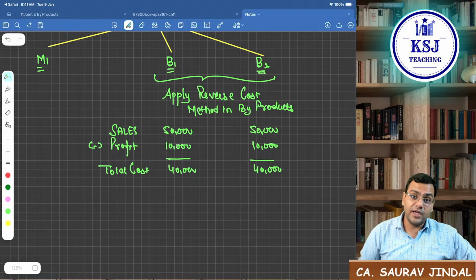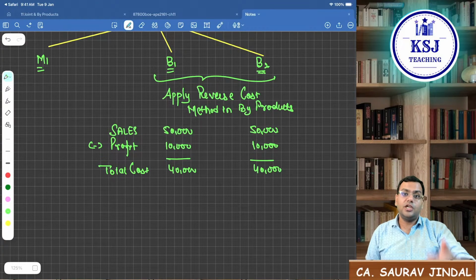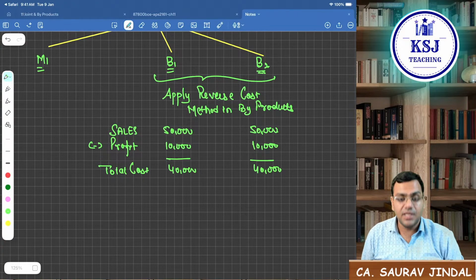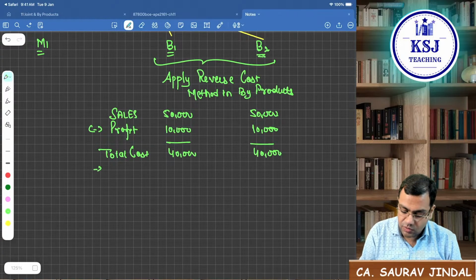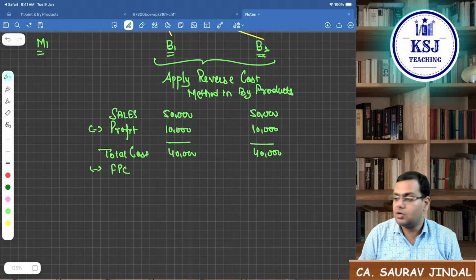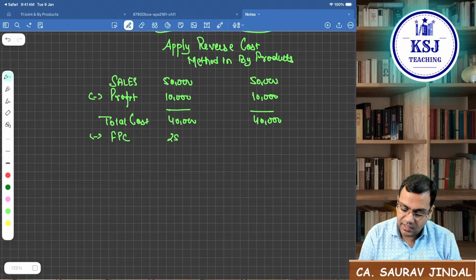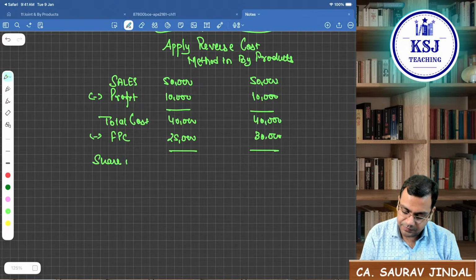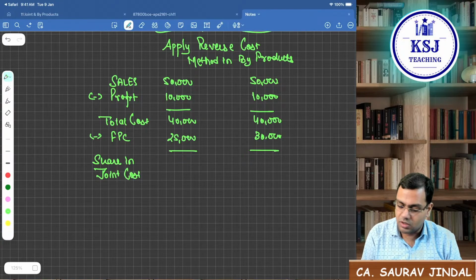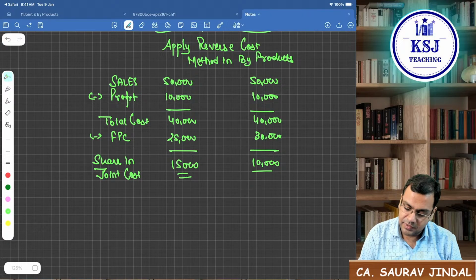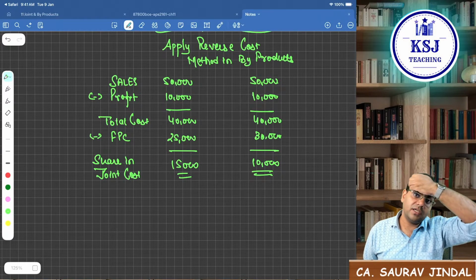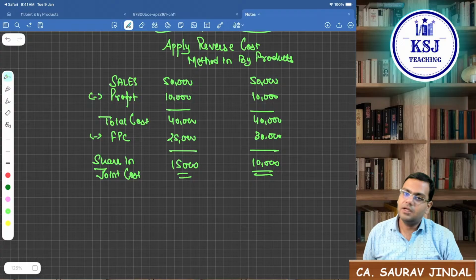Now, if you want to find out what is the share in the joint cost out of this total cost, you will subtract FPC, the further processing cost. FPC is given as 25,000 and 30,000. So what you will get is the share in joint cost. That comes to 15,000 and 10,000.